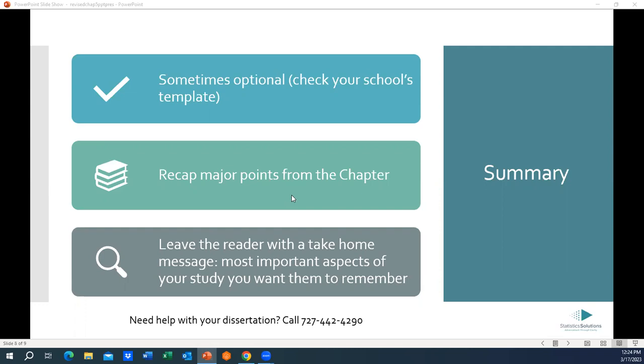Okay. And that is really it. Again, the big section is going to be the interpretation of the findings.